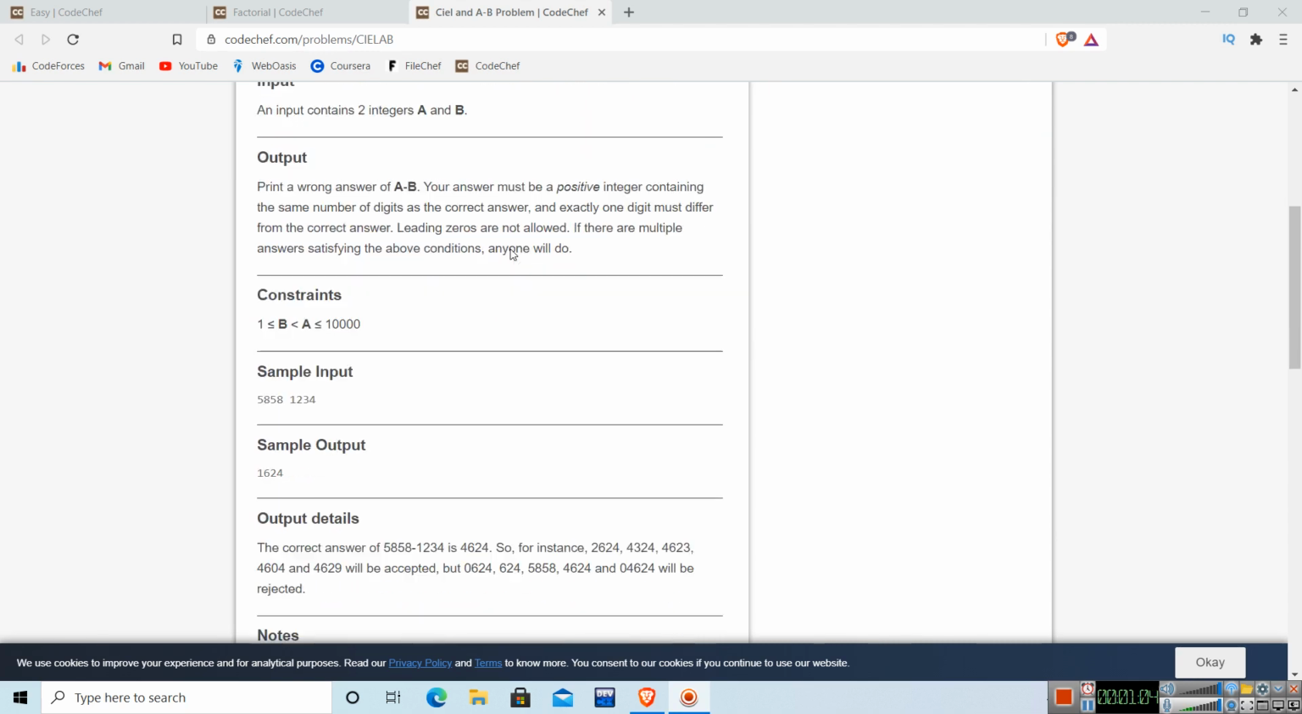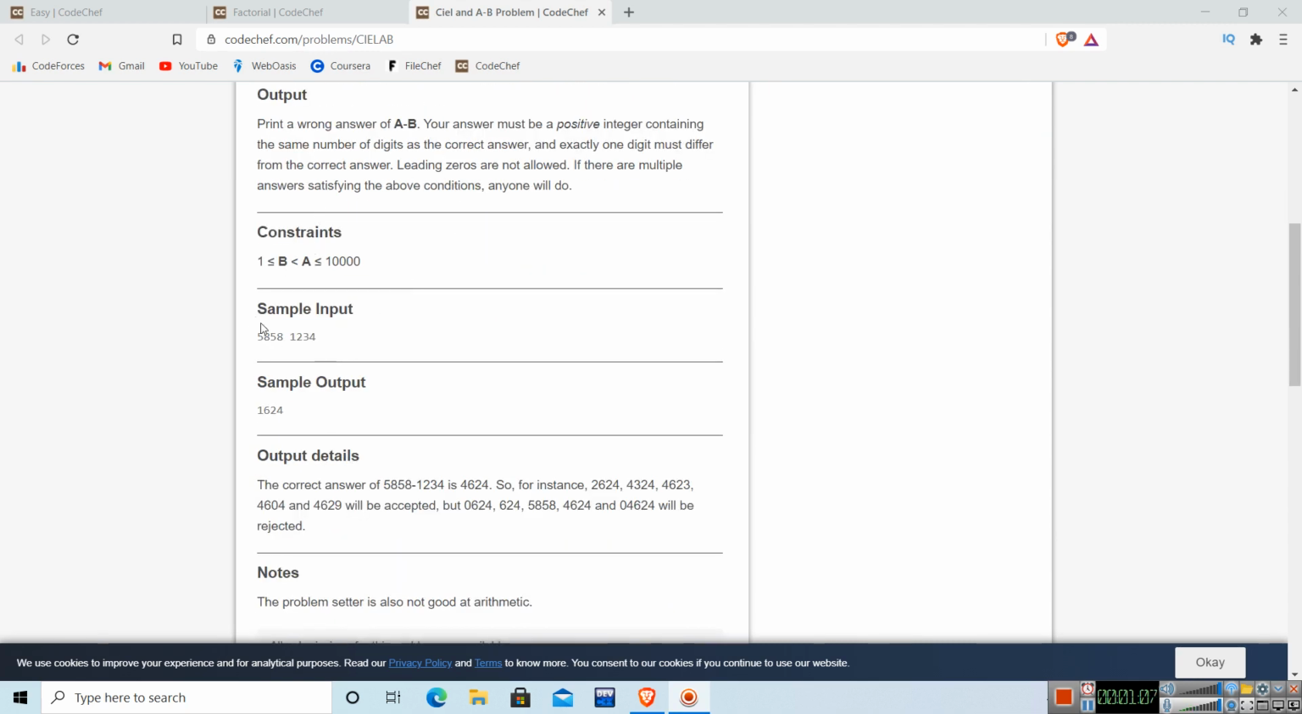Input two integers a and b. Print the wrong answer of a minus b. Here we are given input of 5858 and 1234. The correct answer is 4624 if you subtract them, but we need to print 4324 or 2624 like that, because here 624 is the same and there is only one digit different. He is saying that leading zeros are not allowed, and there should be the same number of digits, so 624 is not allowed because it is 3 digits and the answer is 4 digits. So we need to print one that is one digit different.